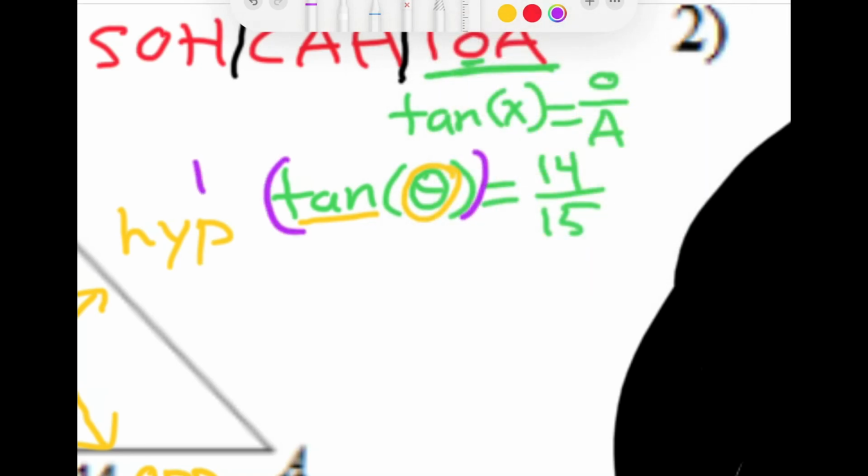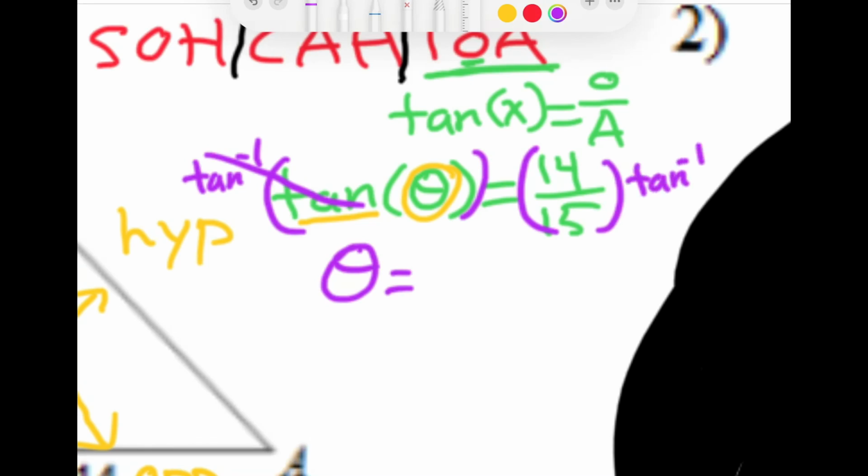So we're going to take the inverse tangent of this whole side to get rid of the tangent. And we end up with just theta. And what we do on one side, we always have to do to the other. That equal sign, it means that we're going to have to keep both sides equal to each other. Meaning we have to be fair. If we do something on one side, we got to do to the other. So we have the inverse tangent of 14 over 15. Then we're going to go to our calculator and find what this value is for theta.